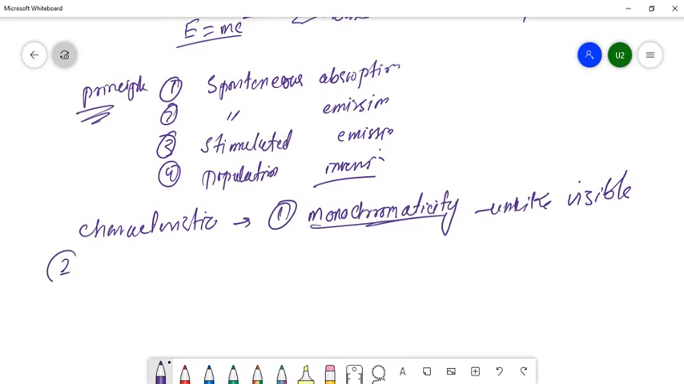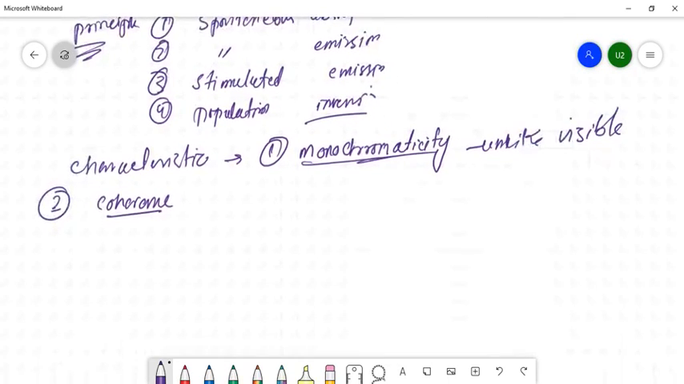Next, there is coherence. Coherence means one phase, in space and in time, or one waveform. In other words, it has similar frequency and wavelength.